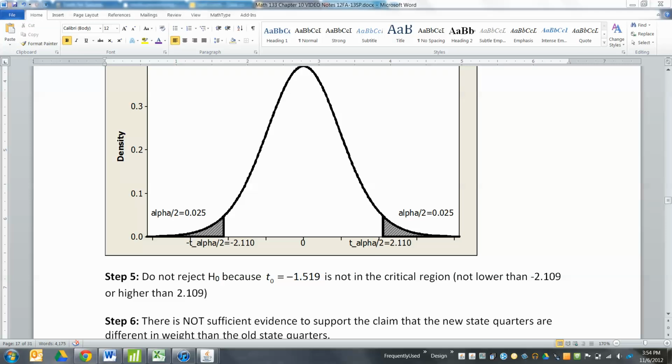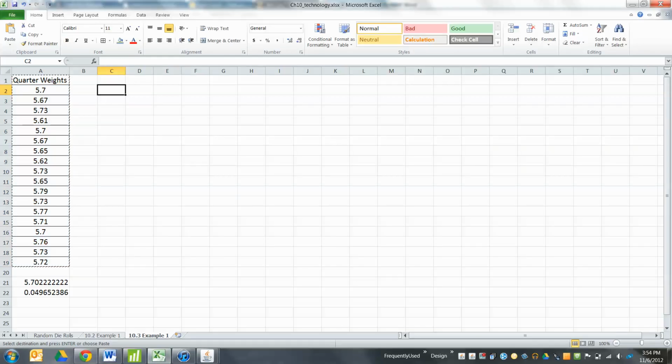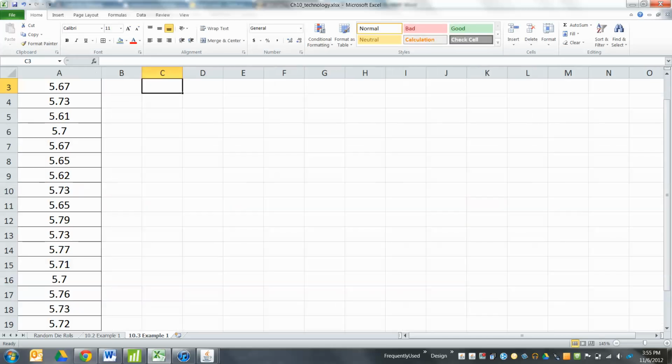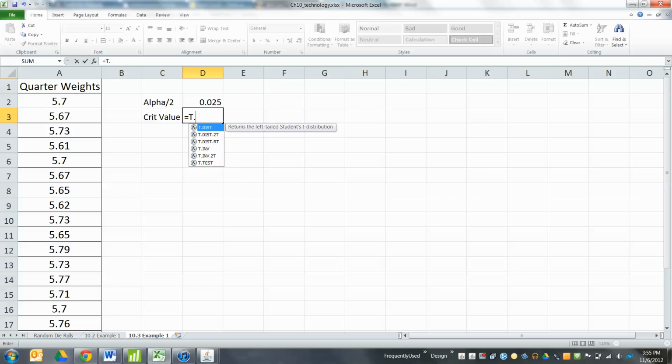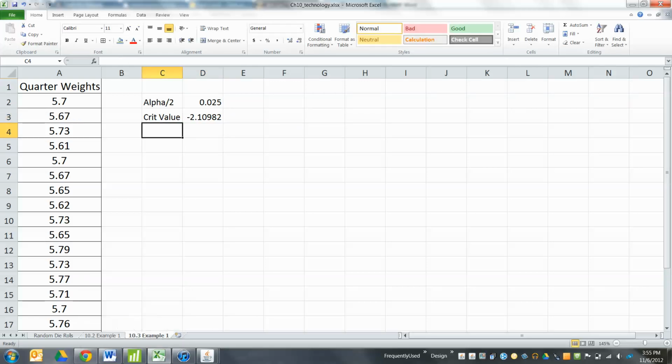So these critical values are the t alpha over 2 and the negative t alpha over 2. So if you find one, you've found the other. How could we find those? Well, we've done this before, but let me remind you that alpha over 2 is equal to 0.025. Let me make this larger so you can see it. Then the critical value would be equal to t.inv, 0.025, comma, you need your degrees of freedom, which was 17, because remember, n was 18, so your degrees of freedom is 17.